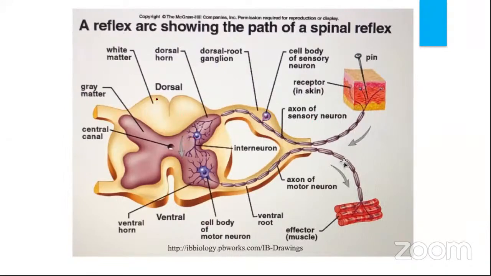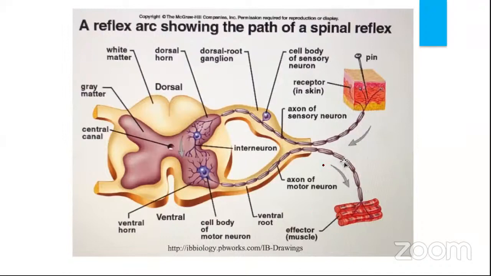And inside the spinal cord, you can see that it has a butterfly-shaped structure, which is the gray matter, and surrounding it is the white matter. Inside the gray matter you have the relay neuron or the interneuron, which synapses with the motor neuron that moves out via the spinal nerve. This is the spinal nerve to the muscles. So you must be knowing that.